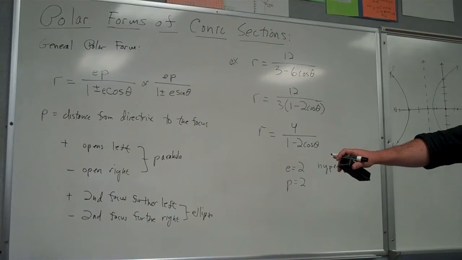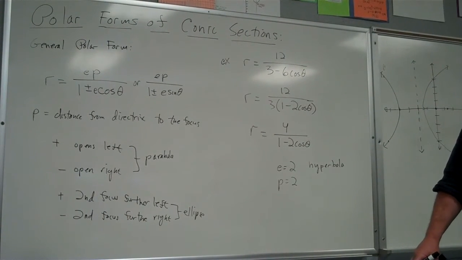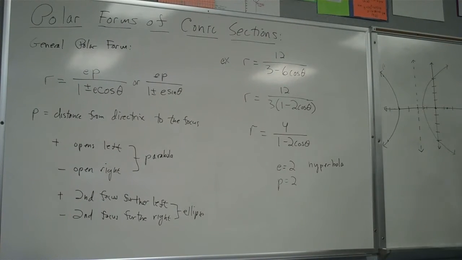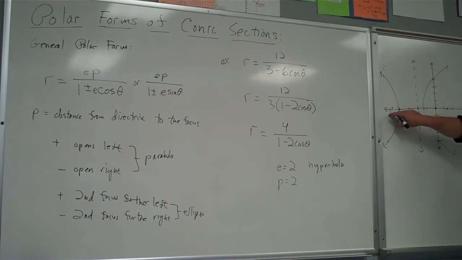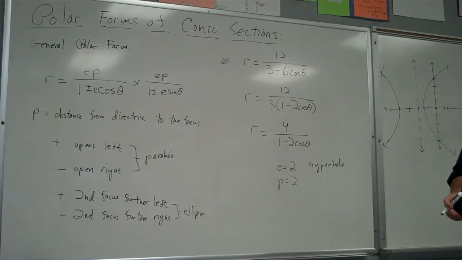This is right for an ellipse and the parabola. We're doing a hyperbola. For the hyperbola, if this is minus, your other focus should be further left. Yeah, that's what we got, right?